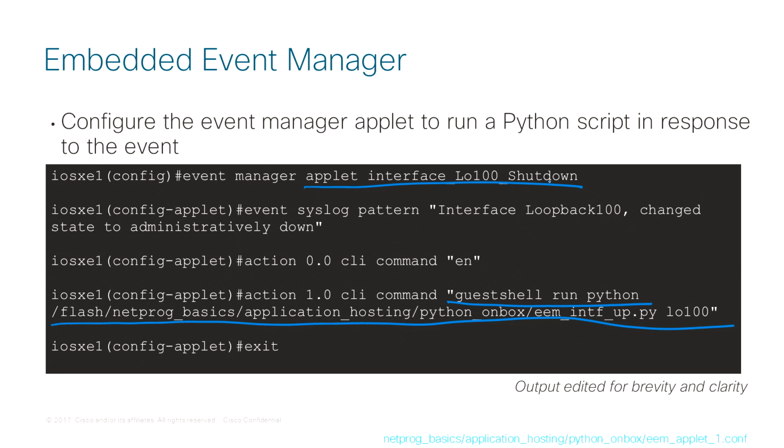Now what we're looking for in here, what the event is that we're after, is the syslog pattern that shows us that an interface was shut down. So interface loopback 100, changed state to administratively down. Now should that event happen, then we get into our action statements. The first action statement moves us into the enable mode, and then the second action statement is the one we looked at to start with, which is where we actually run our Python command using guestshell through there.